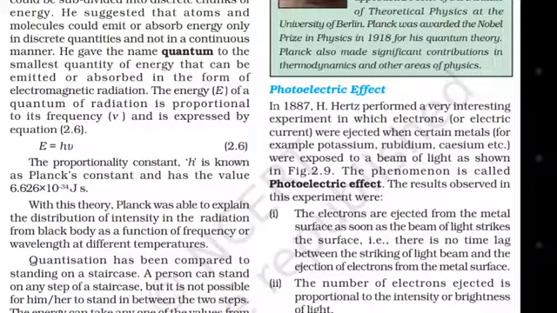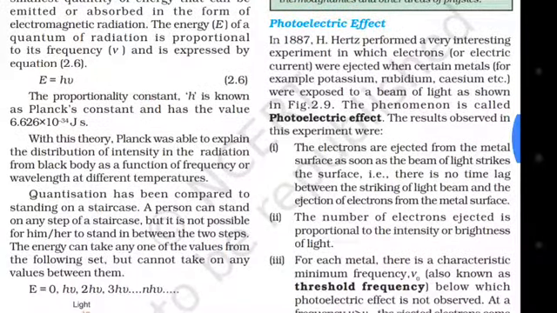ठीक है चलिए. With this theory, Planck was able to explain the distribution of intensity in the radiation from a black body as a function of frequency or wavelength at different temperatures. Once again, with this theory, Planck was able to explain the distribution of intensity in the radiation from a black body as a function of frequency and wavelength at different temperatures.